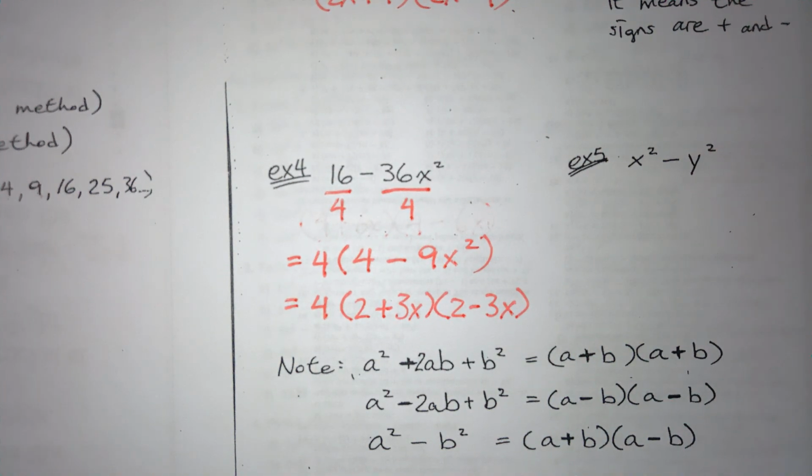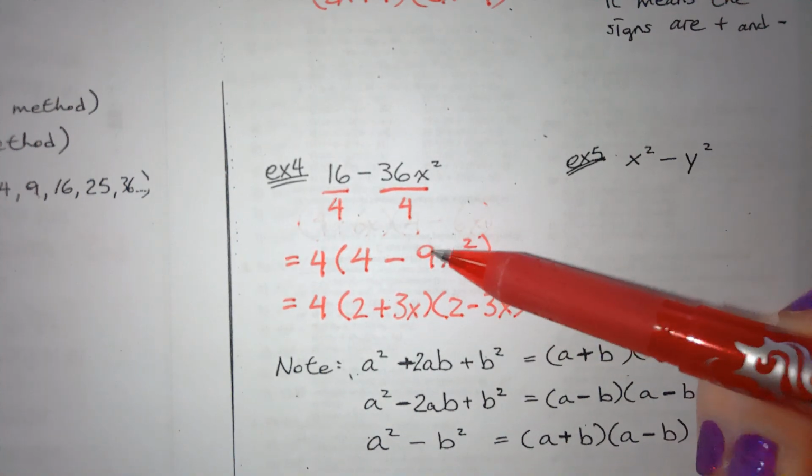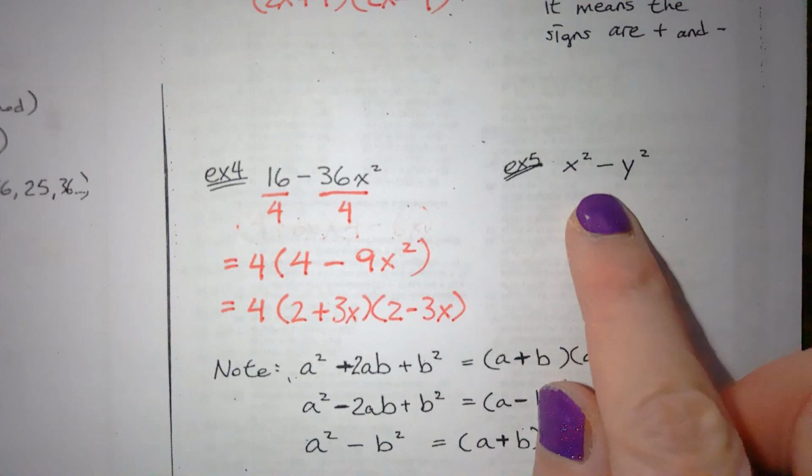So like we got 2 plus 3x because 4 divided by 2 is 2, and 9 divided by 3 is 3. Yeah, you can think of it like that. But because 2 times 2 is 4, 3 times 3 is 9. Okay, and then the last one, this one is the famous one.